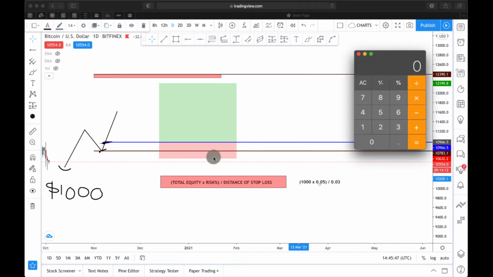So let's calculate this. Our total equity is $1,000, multiplied by the risk. Risk is 5%. 5 divided by 100, that's 0.05. That's times 0.05, right? So that's 50. We already have 50. Let's keep that in our mind. Divided by our distance of stop loss from the entry, which is 3%. So that's 3 divided by 100, which is 0.03. You take the 50, which is the result here, divided by 0.03. So that's 50 divided by 0.03. So for this trade, you are going to be putting $1,666 on this trade.